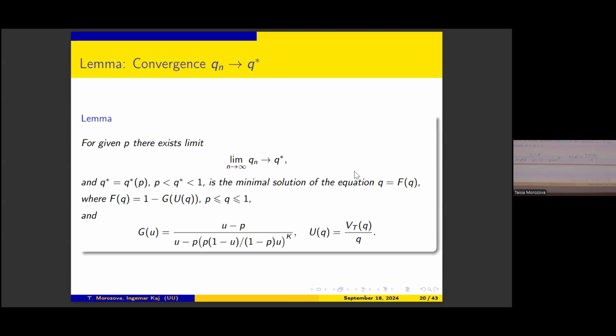The main thing that we should do is see if Qn actually has a limit. This thing I'm going to state without proof, and maybe comment intuitively a little bit on the proof. We state that for a given P, there exists a limit Q star, meaning it depends on P, such that this Q star is a minimal solution of the equation Q equals f of Q, where f of Q has the following a little bit complicated form, but this form comes from this geometric distribution. This is maybe a little bit technical, but we used quite simple analysis to prove this.